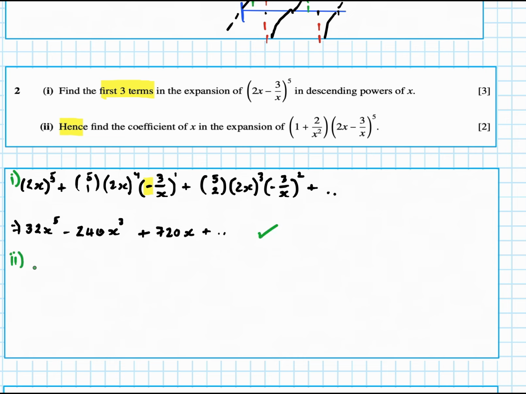Part 2. So hence. Hence means for this reason. So basically in mathematical exams, we're using something that we had before, so generally the answer from a previous question, and we'll be using it in this part 2. So let's write out what we have. So we have (1 + 2 over x squared), and then we're going to put in our answer from the first part. So it was the expansion of what is given there anyway.